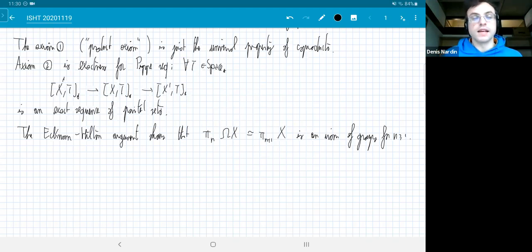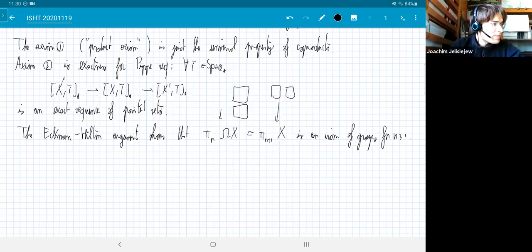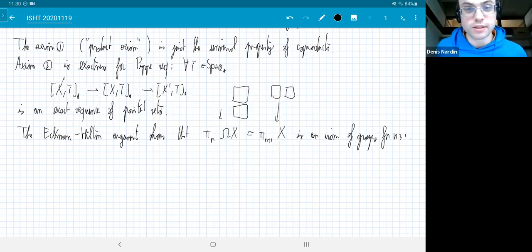But on some level, this has nothing to do with cohomology theories. This is just a property of higher homotopy groups and loop spaces. Because the group operation here, if you remember, is given by composition horizontally, and here, sorry, vertically, and this is somehow given by composition horizontally, but you can rotate them around, so to speak. Okay, thank you.